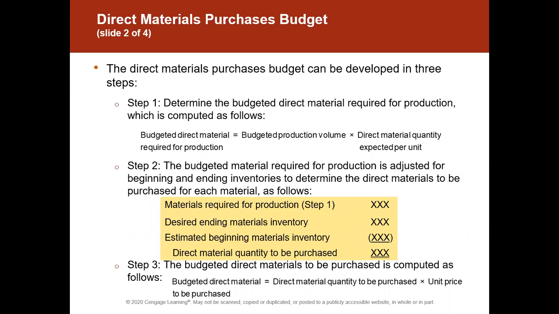All right. So direct materials purchase budget. Step one, we figure out the budgeted direct material required for production. That's pretty easy. We say, well, we're going to produce this many units, we need this much direct material per unit, multiply it out. That's the amount of direct materials we need for production. Step two, the budgeted materials required for production is adjusted again for beginning and ending inventories. So the materials required, add in the desired ending materials inventory, and subtract out the amount that we already have in inventory, and that will tell us the amount we need to purchase. Same process. Step three, we just compute the budgeted direct material cost, which equals the direct material quantity to be purchased times the unit price.